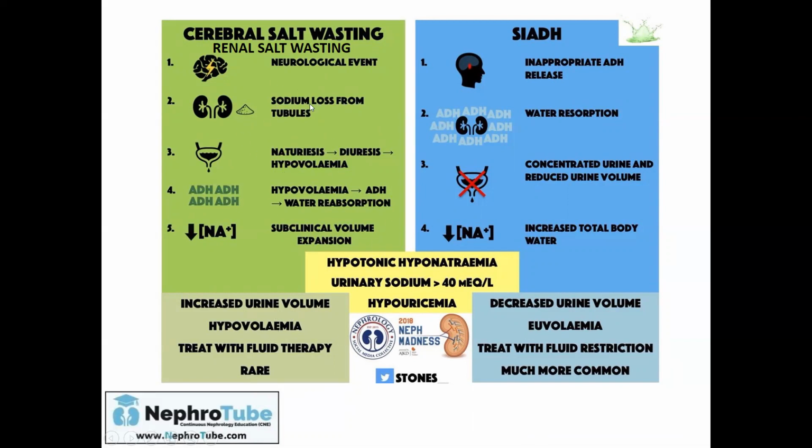Here, in cerebral salt wasting, there will be high urine volume because of natriuresis, and the patient will be hypovolemic. But in SIADH syndrome, because of the high level of ADH, there will be a decreased urine volume, and the patient will be euvolemic. That's why here, in SIADH syndrome, we will treat patients with fluid restriction, and here, in patients with cerebral salt wasting or renal salt wasting, there is hypovolemia, and we will treat patients with fluid therapy.